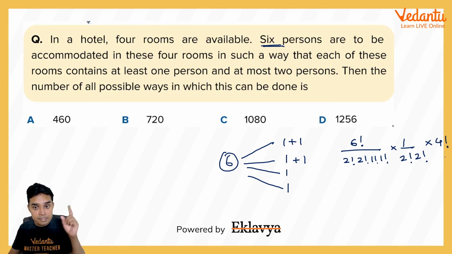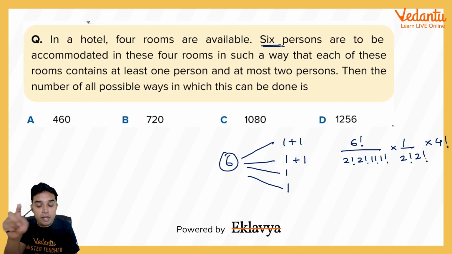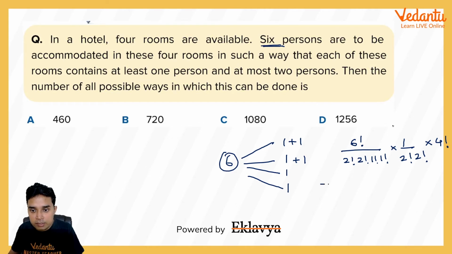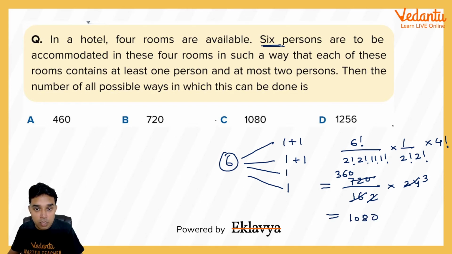Please understand, there is a restriction. Every object, or every group of either 2 persons or 1 person, has to go to exactly 1 room. So 4 factorial will be multiplied here. So we can see it will become 6 factorial is 720, and here we have, I think, 16, and into 4 factorial is 24. So 8 2 is 16, 8 3 is 24. Let me divide this also by 360, yes, and 360 into 3 will be 1080. So the answer for this simple question is C, and you can see this question was asked in JEE Advanced.